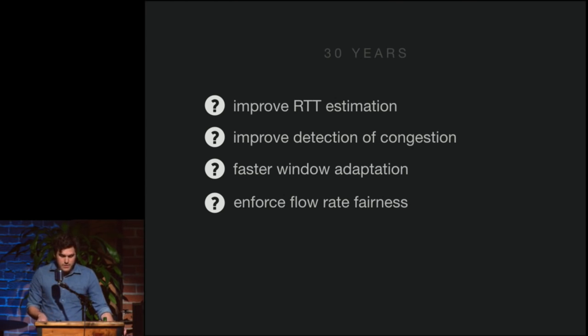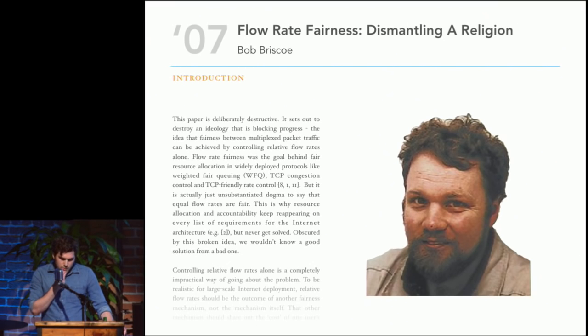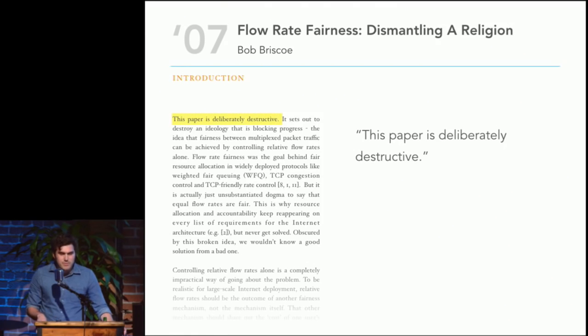But another area that lots of research went into at some point in time was, well, how do we get the network to enforce flow rate fairness? How do we ensure fairness between flows? And so we get to the final paper, which is from 2007 by Bob Briscoe, which has one of the best opening lines of all time, I think, for a paper, which just says that this paper is deliberately destructive. Great.